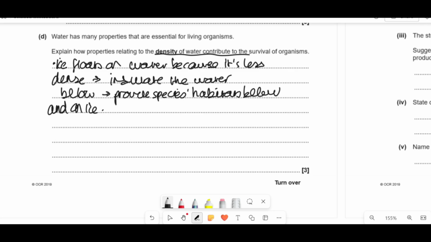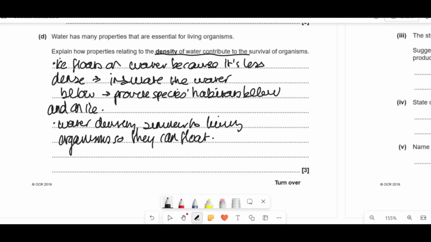If you're thinking about fish, for example, if they're able to float, it means that the density of the two things must be similar. So water density is similar to living organisms, so they can float. Otherwise, they just sink to the bottom and that would be very useless. So the fact that they're able to float and be buoyant is because they have similar densities.